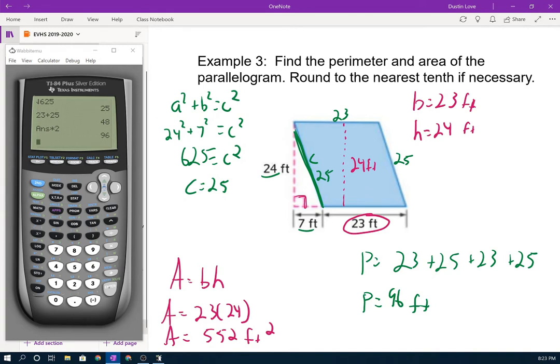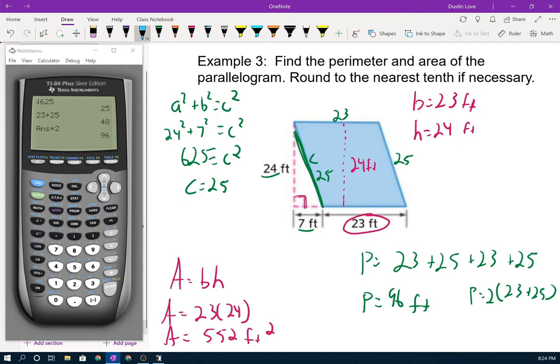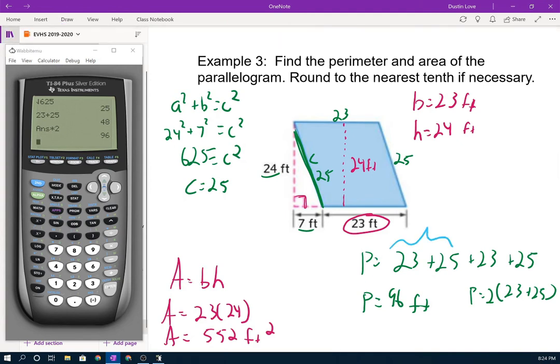Oh, by the way, if you're wondering why I'm doing this slightly differently, what I'm actually typing in is 2 times 23 plus 25. I mean, look at what I've actually got drawn on here. I've got 23 plus 25, 23 plus 25. So I'm just multiplying 23 plus 25 times 2. That's why I've done that on all of those.